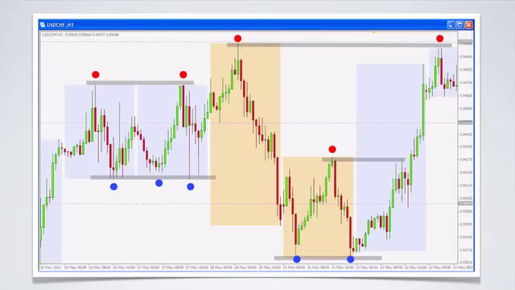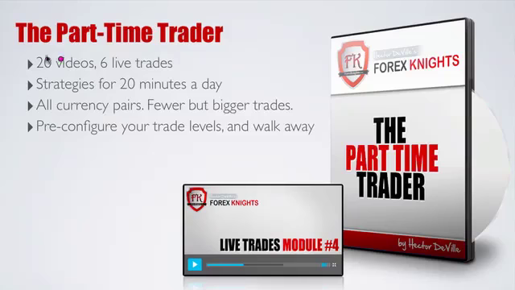As you can see, this is a recurring pattern that happens multiple times through the week on every single currency pair, right? And therefore the market flow system always allows you to find multiple trading opportunities through the week. Module number 4 is called the part-time trader, and here you will find 20 new videos and 6 live trades.